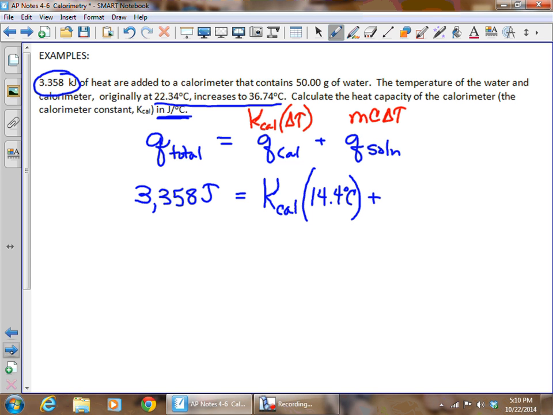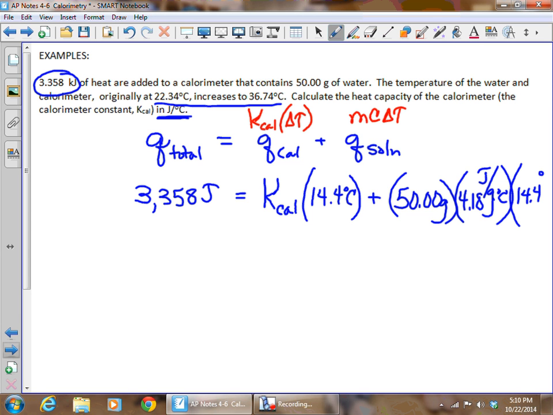So we need the mass, and it told us the mass was 50 grams for the water. The specific heat of water is 4.18 joules per gram degree Celsius. And we've got the same temperature change. That temperature change is the same for the calorimeter and for the solution that it contains. So when I work this out, I end up with still the 3,358 joules, equal to the calorimeter constant times the 14.4 degrees Celsius.